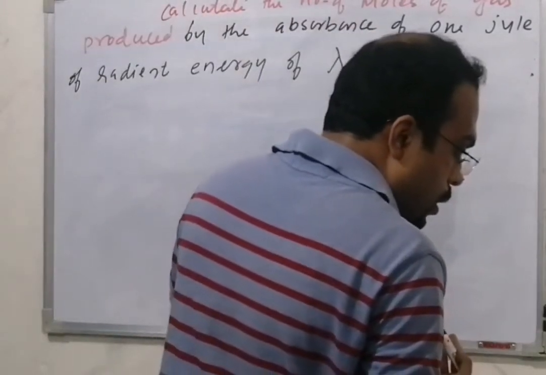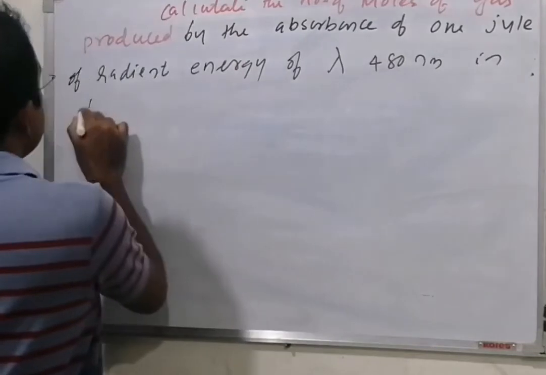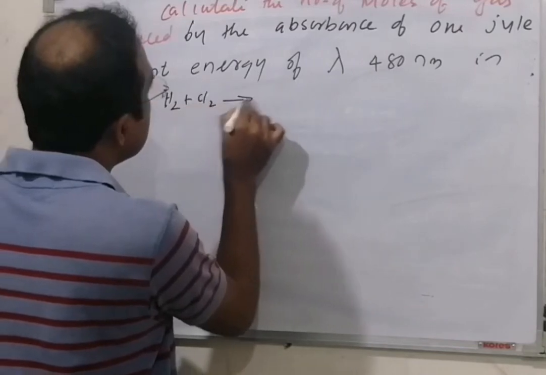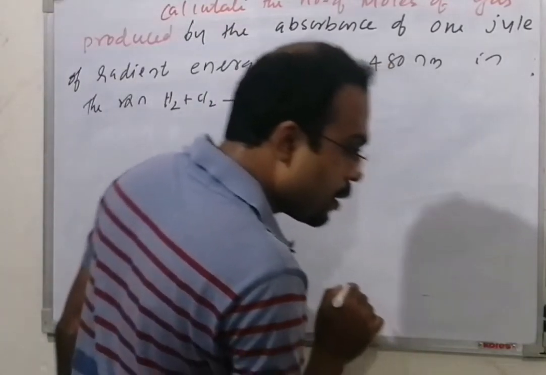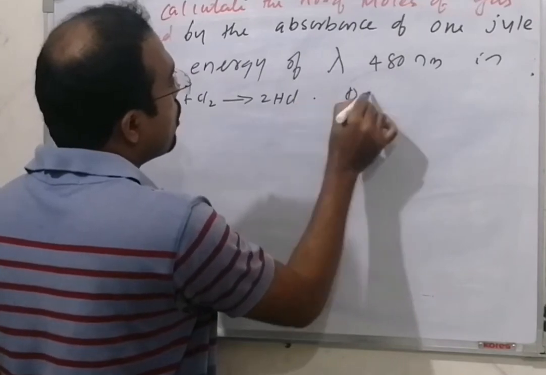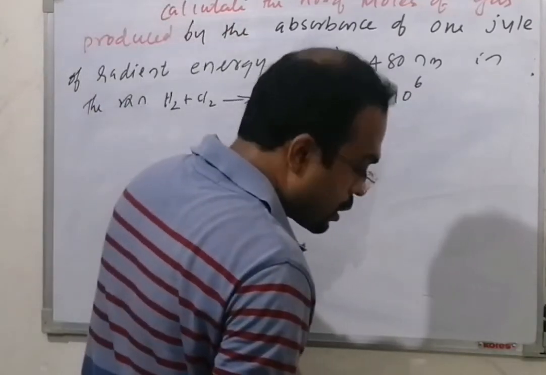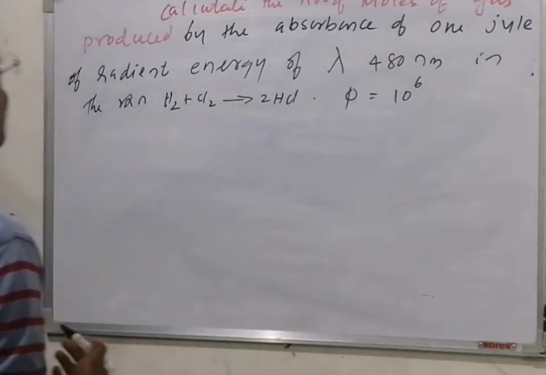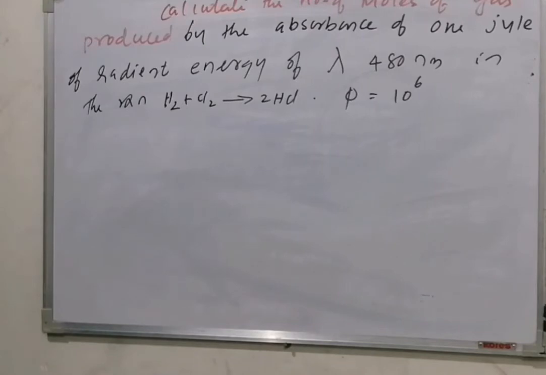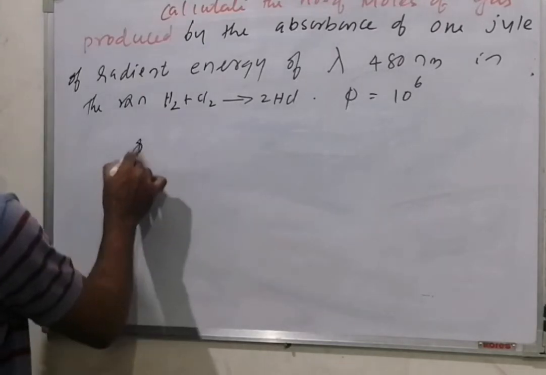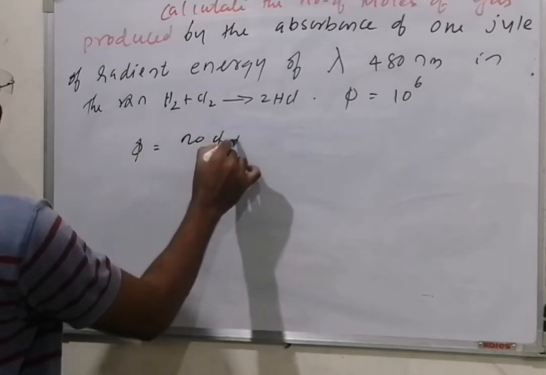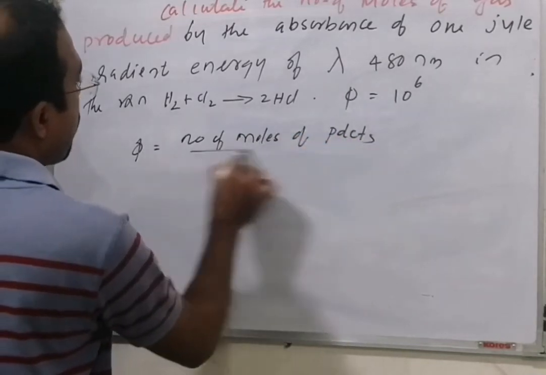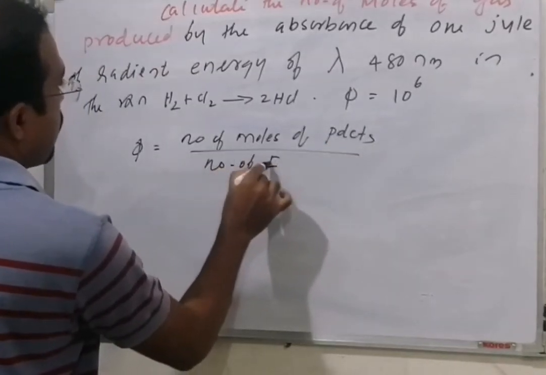Okay. In the reaction H2 plus Cl2 gives 2 HCl, quantum yield is equal to 10 raised to 6. It is mentioned as a very high quantum yield. How many moles of gas are produced? Quantum yield, in terms of production, is number of moles of products divided by number of Einstein. You want to calculate this one.